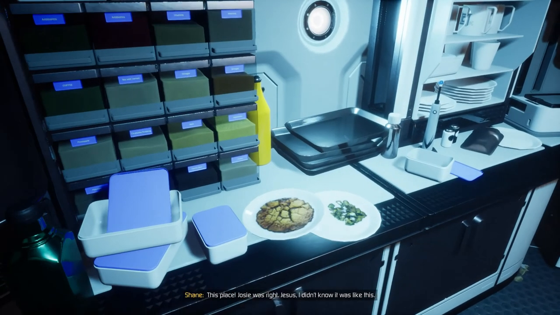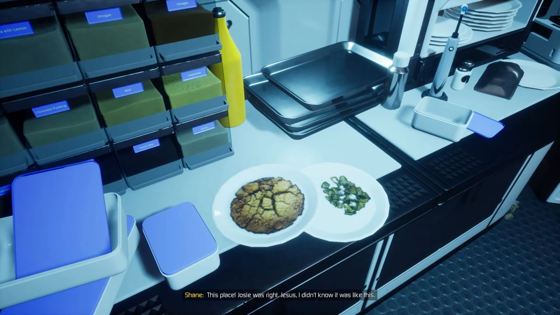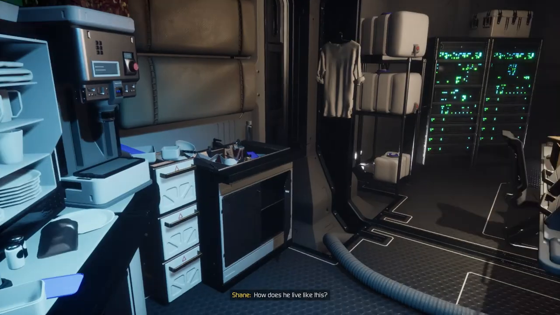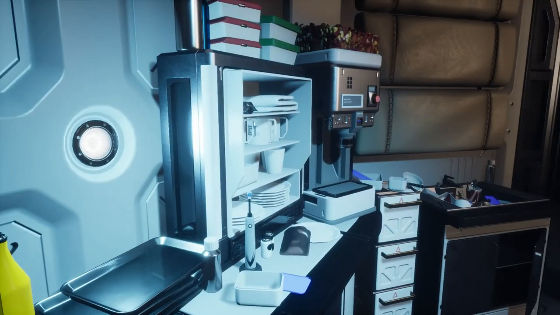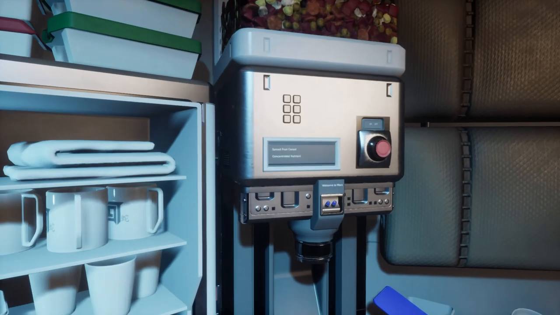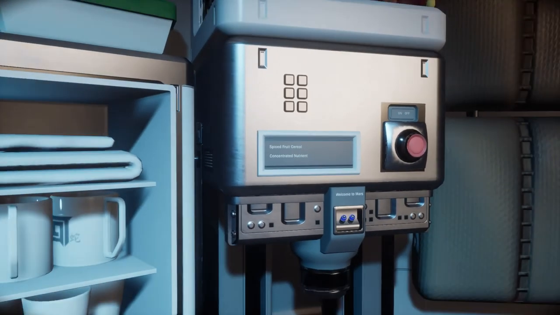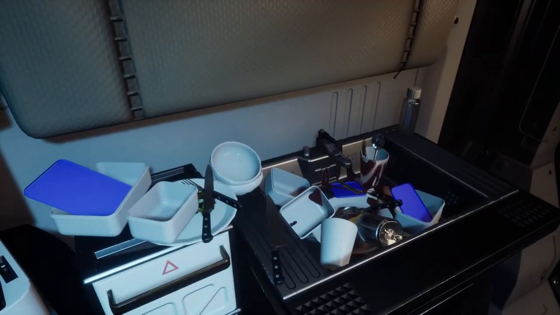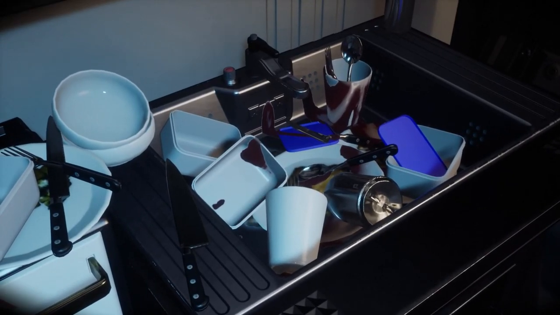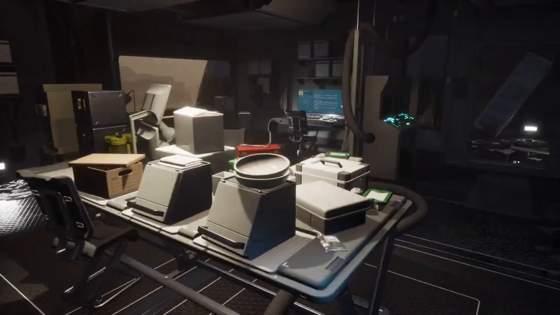Is that blood? And like fingers or something? Or is my mind being weird? This place. Josie was right. Jesus, I didn't know it was like this. How does he live like this? Fruit cereal. Undone dishes. Maybe it's just ketchup. No, that's a more mundane explanation.